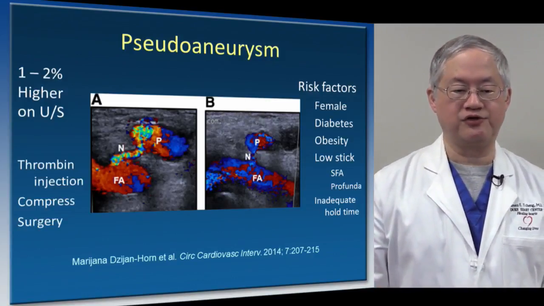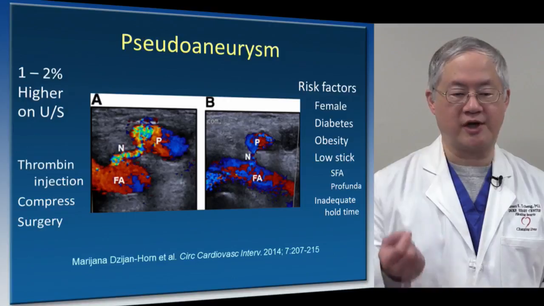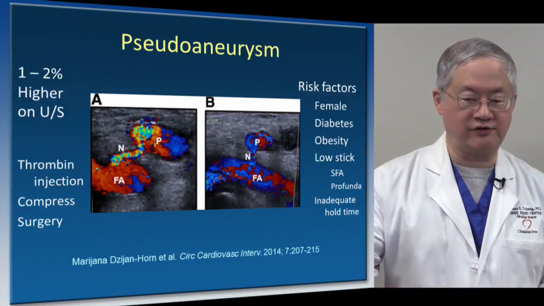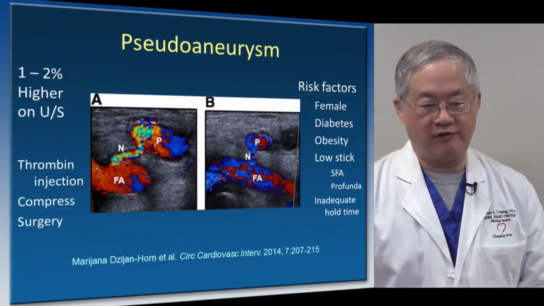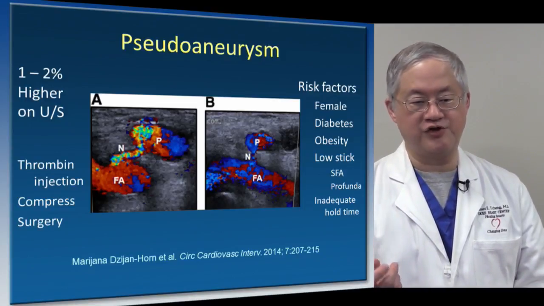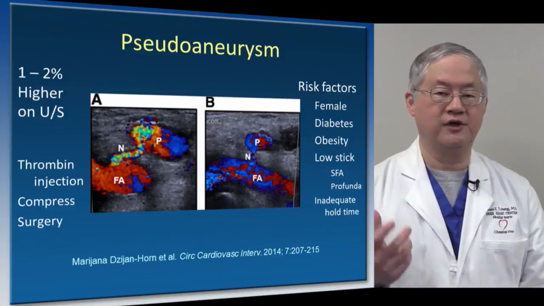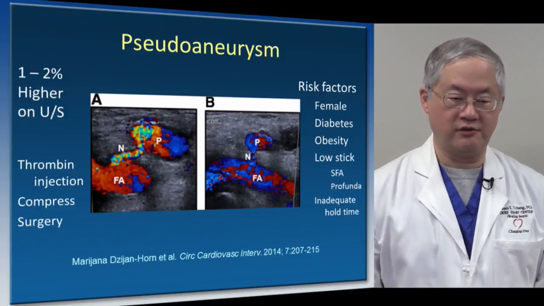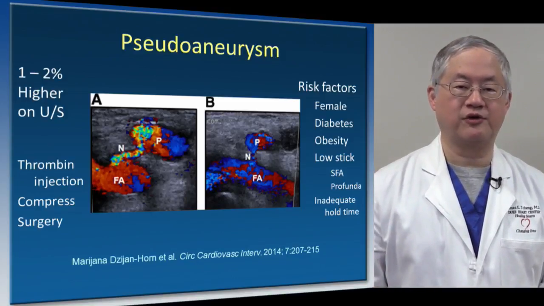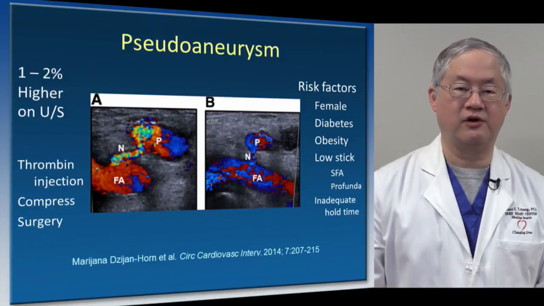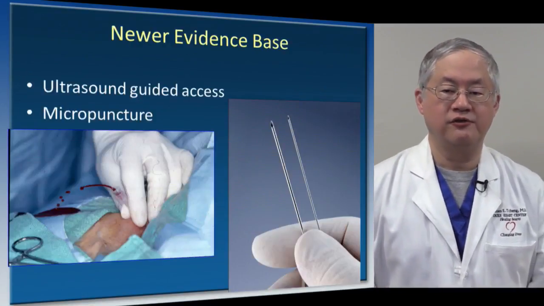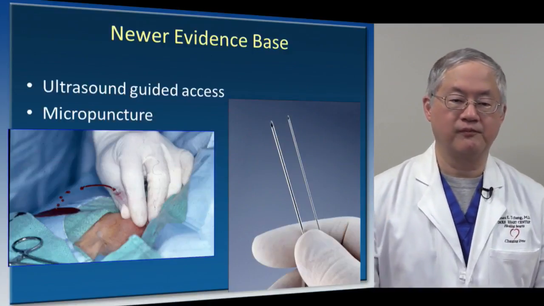And so the approach is, most of the time, to inject thrombin directly into the neck. You obviously don't want to let that thrombin go into the femoral artery itself, but you carefully inject under ultrasound guidance. Radiology will do this. You inject thrombin. You can also sometimes compress these, and for ones that can't be closed because the tract is very large, once in a while we do have to send our patients to surgery.